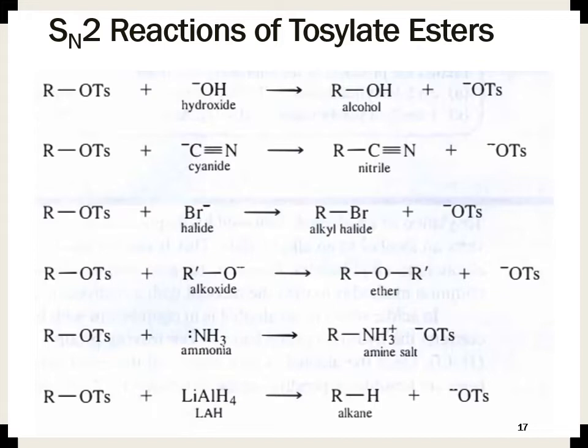If you use a cyanide ion, you will get a nitrile at the end. This is a very good reaction where you can get products of the desired stereochemistry, because here there is inversion of configuration. By using the appropriate R group, you can end up with the desired product. If you use a halide, you will go from an alcohol to an alkyl halide. If you use an alkoxide ion as a nucleophile, you will end up with an ether. Similarly, by using ammonia, you will end up with an amine salt.